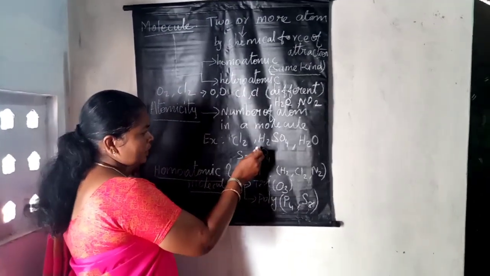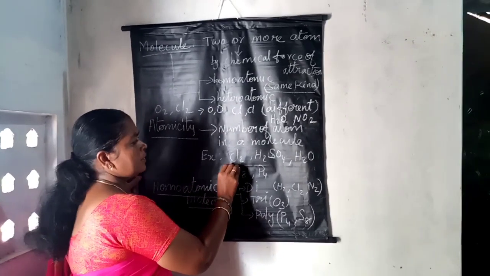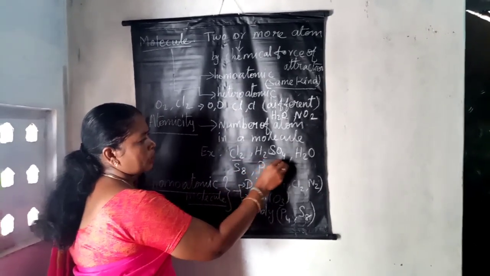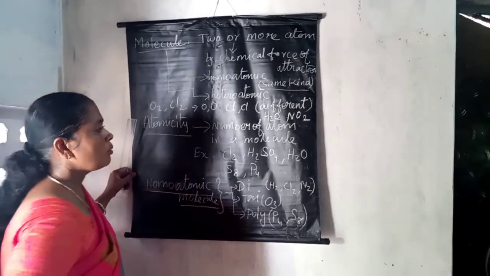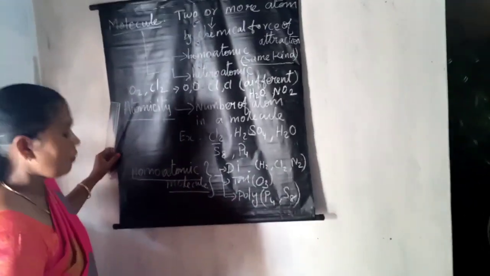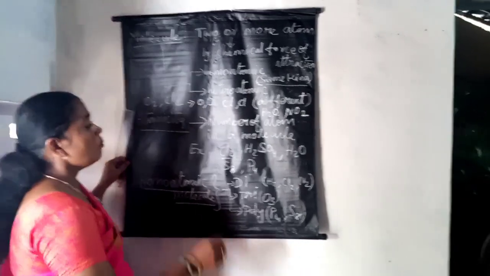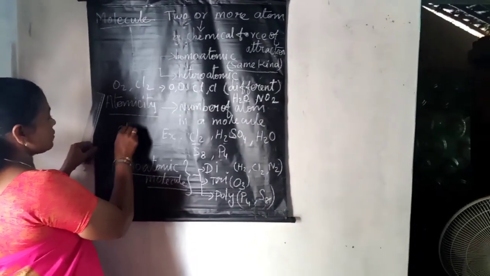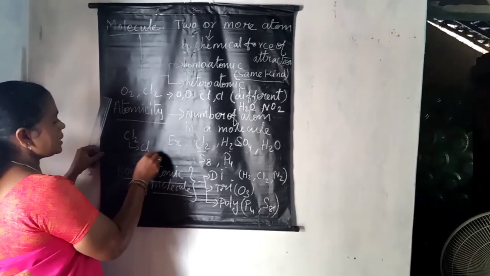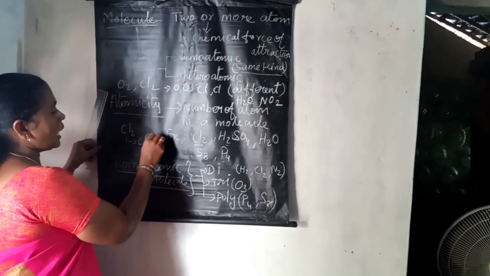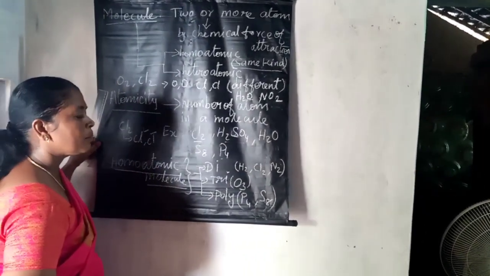Okay, now we go to that one. You take some examples: Cl2, H2SO4, H2O, S8 and P4 I have given. Now we have to calculate how many atoms are present in a molecule. You take the first one, Cl2. How many atoms? 2 Cl, that is Cl comma Cl. So 2 atoms. So it is a diatomic molecule.